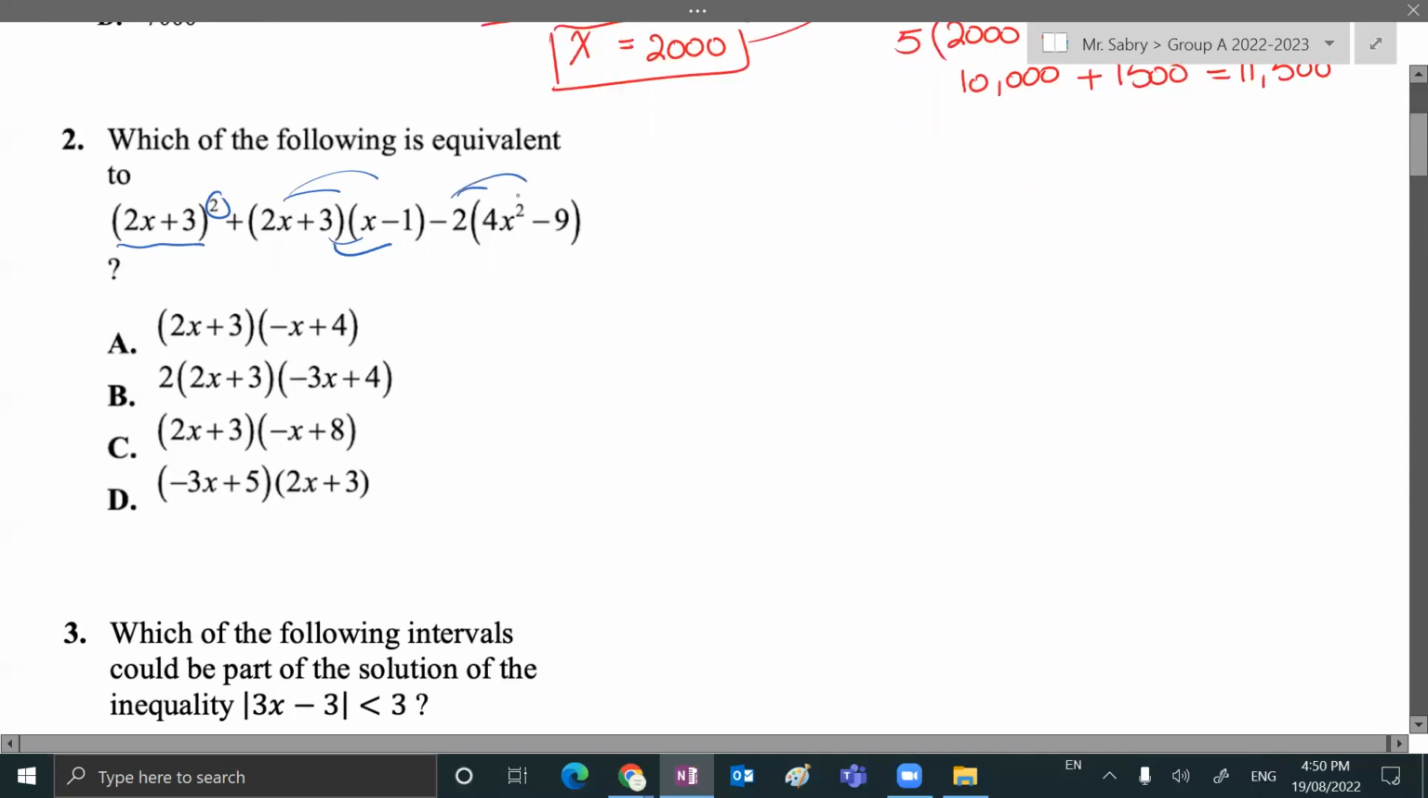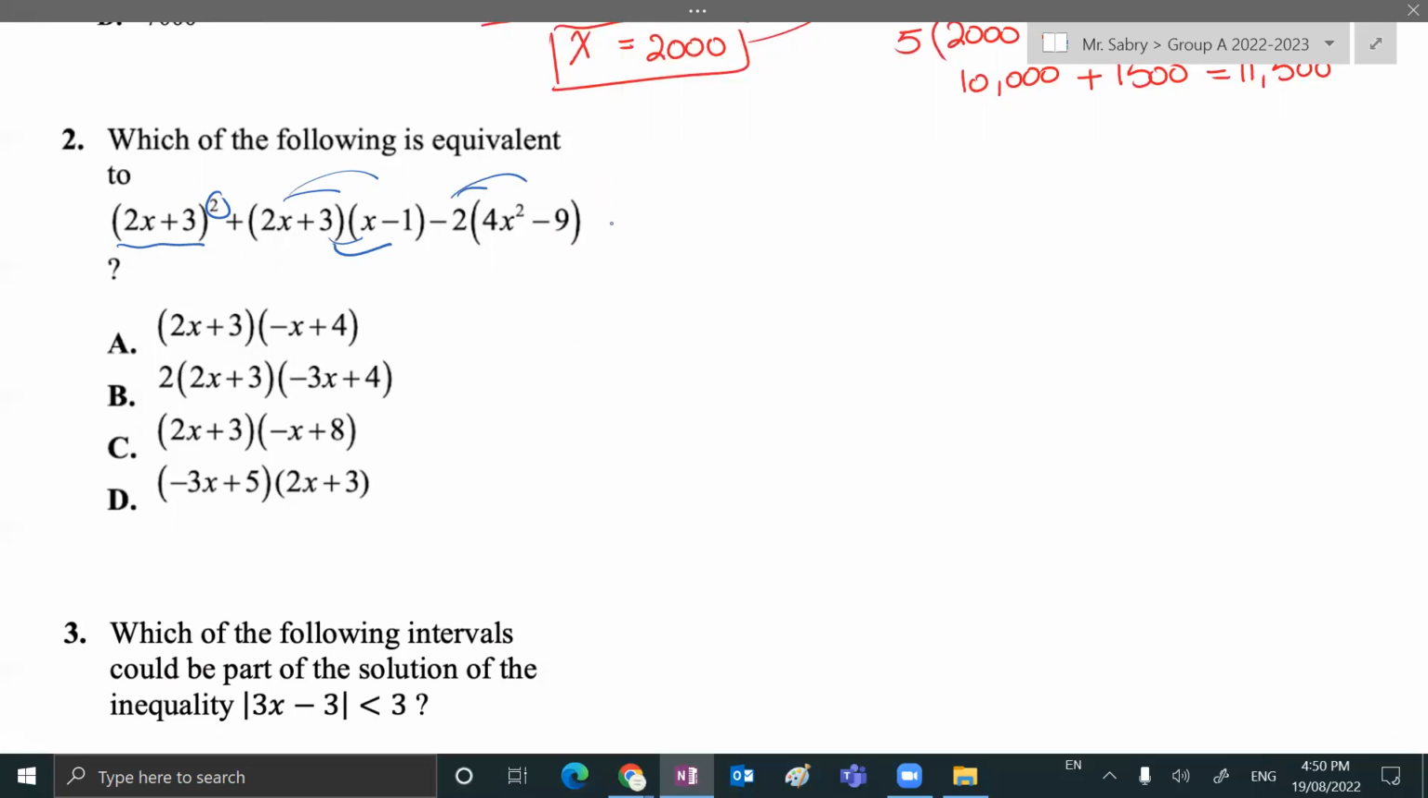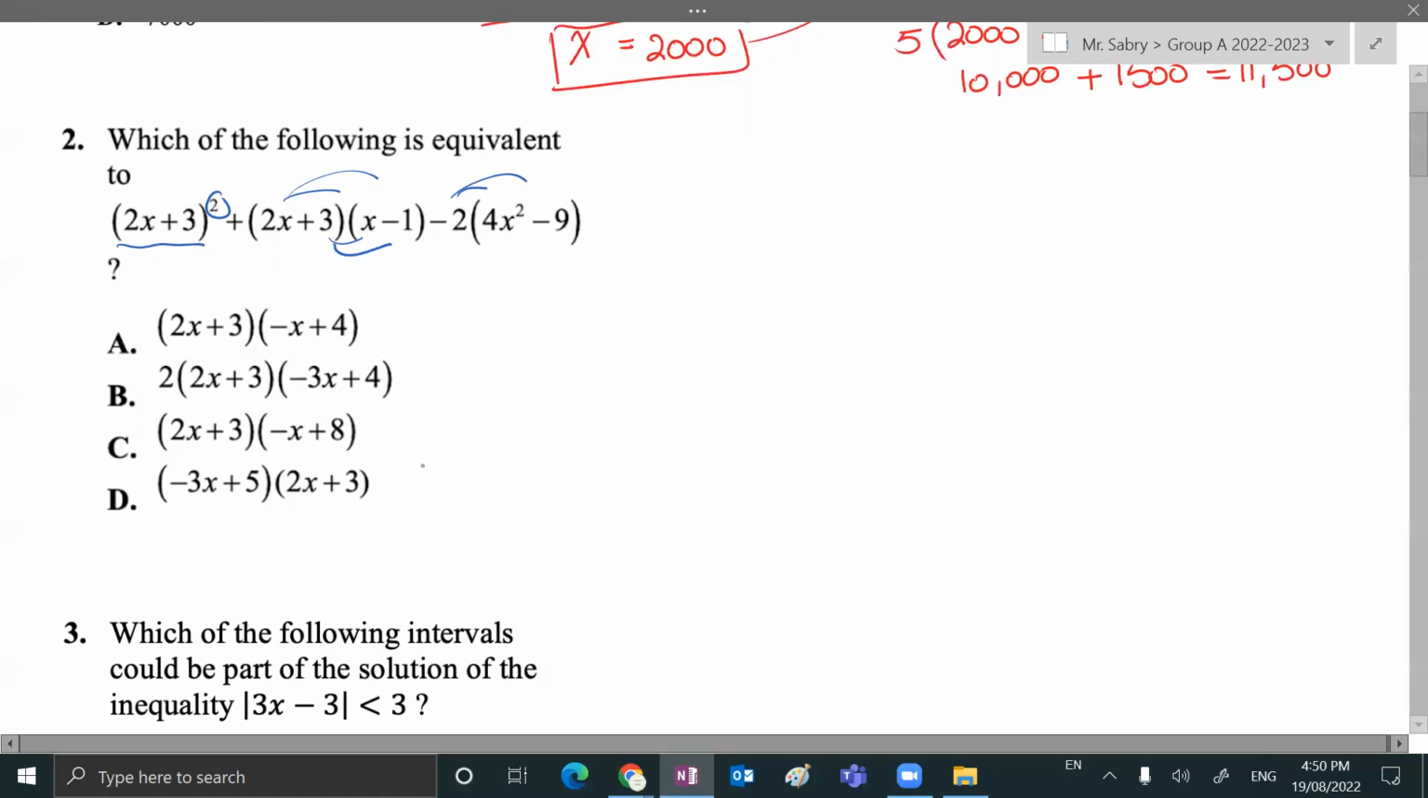But I know that if I do that, I'll expand the entire expression into a polynomial, which means there'll be only terms added and subtracted to each other. But when I look at the answers, that's not the case. Most of the answers are not written in this form. They're written in a form of factors, two brackets multiplied by each other. So that gives me the idea that I'll have to try and factor this function right here.